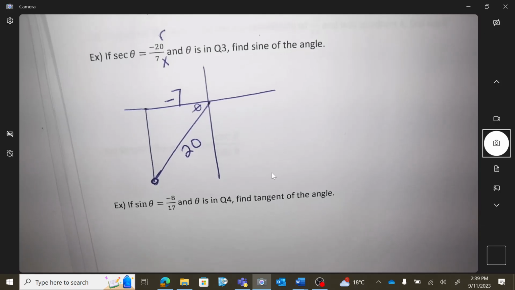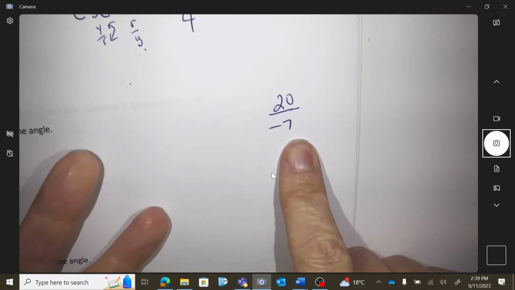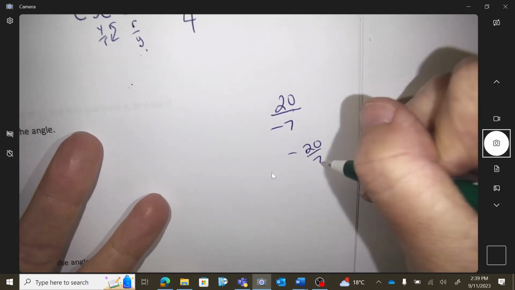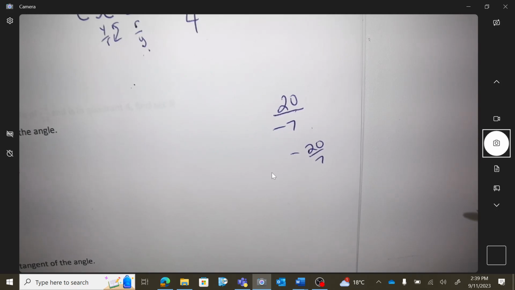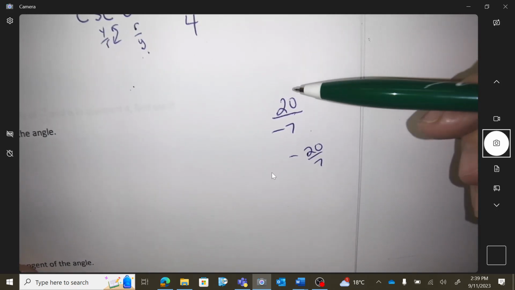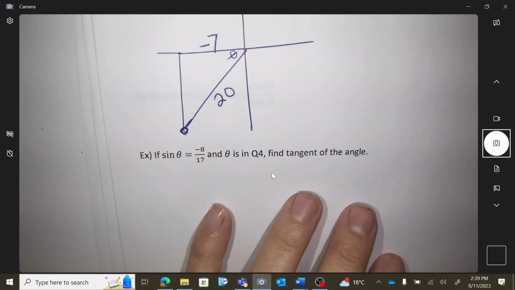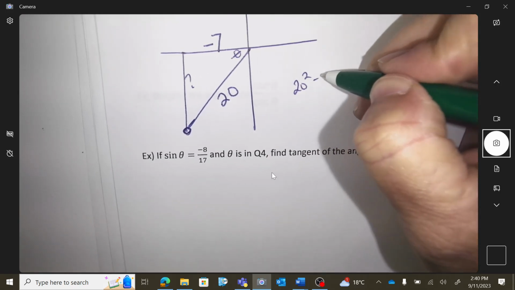Okay. Here's why. In math, we don't write fractions like this with a negative bottom. It's not wrong, but math is just not that we write it like that. So understanding that just one of these things is negative. Okay, so find me the third side. So 20 squared, subtract 7 squared.